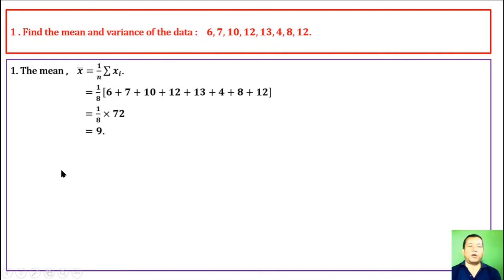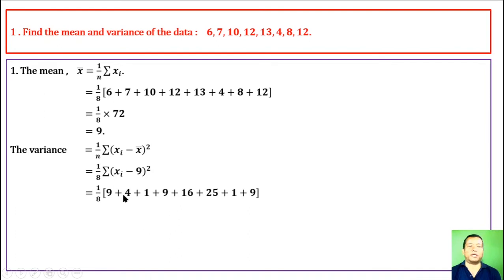Next, we have to find out the variance. Variance is 1 by n summation of xi minus x bar whole squared. X bar is 9, n is 8, and put their respective values. x1 is 6. 6 minus 9, that is minus 3, whose square is 9. x2 is 7. 7 minus 9 is minus 2, whose square is 4. x3 is 10. 10 minus 9 is 1, whose square is 1. x4 is 12. 12 minus 9 is 3, whose square is 9.